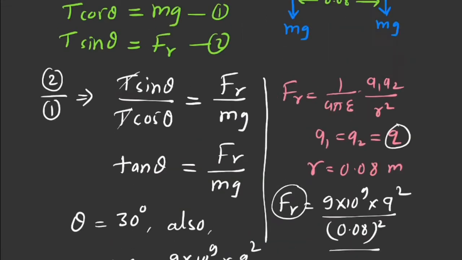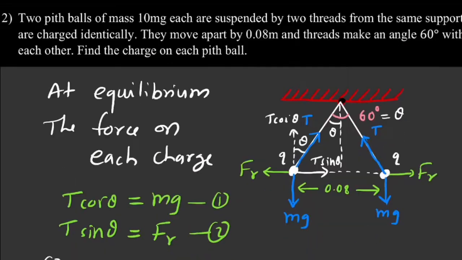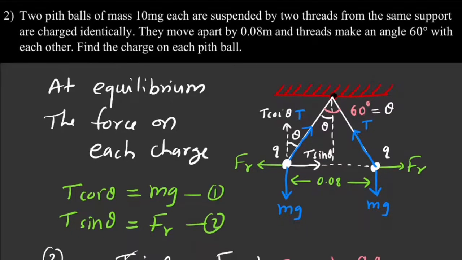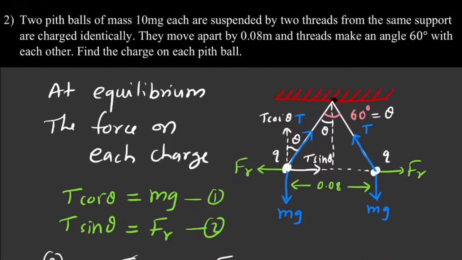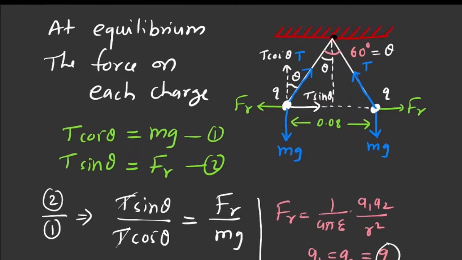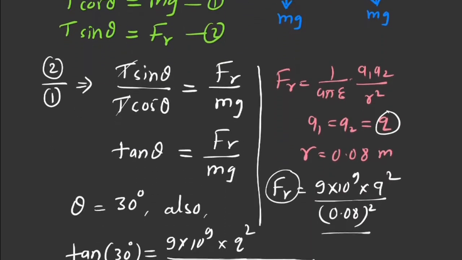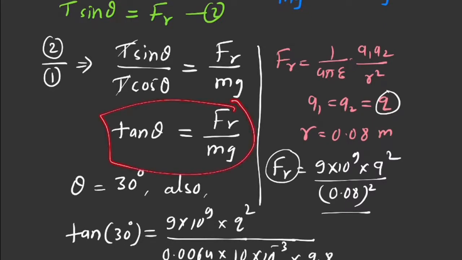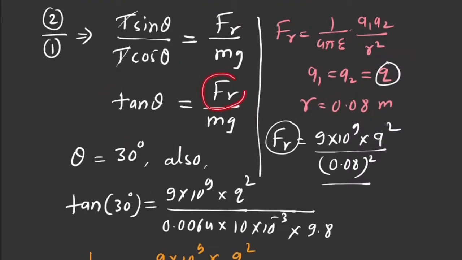So what was the question we had? This is the question we have here. We need to find out the charge on each pith ball. They have charge identically, meaning the charge on each pith ball is same. So this is the entire situation. At equilibrium, we get the force on each charge by using this equation, and by comparing this equation we got this equation, and here we calculated Fr. Fr is this one.